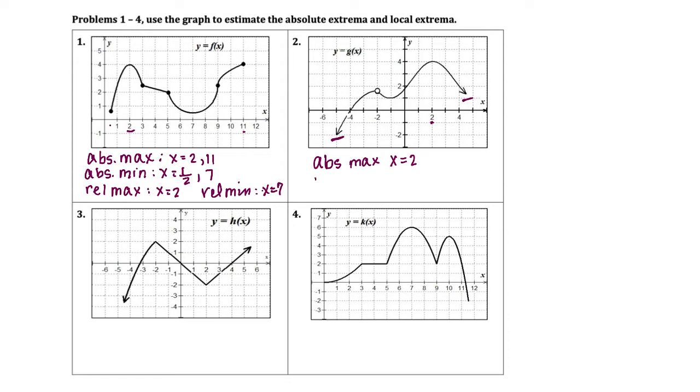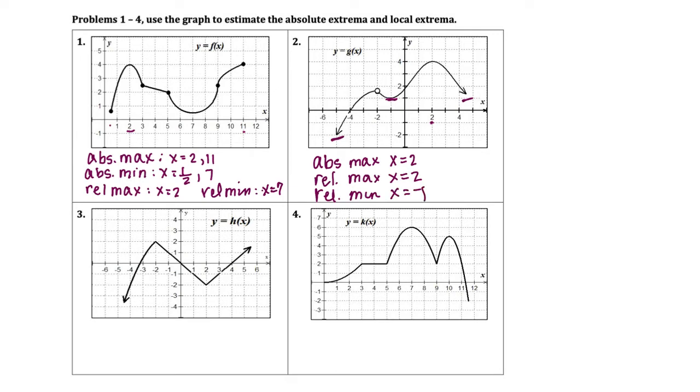But we can have our relatives. So relative max looks like it's going to be at 2 as well. And then a relative min looks like maybe right here is where it turned down, so maybe at x equals -1.